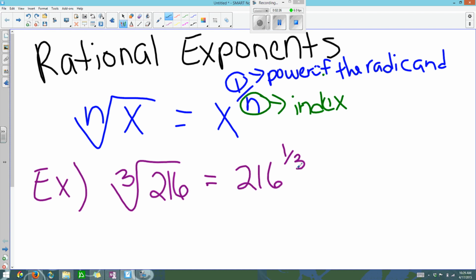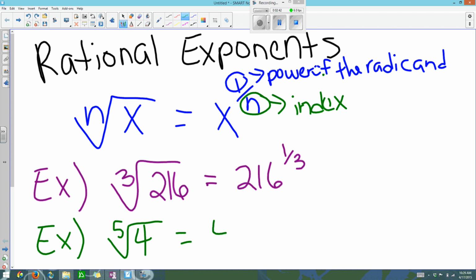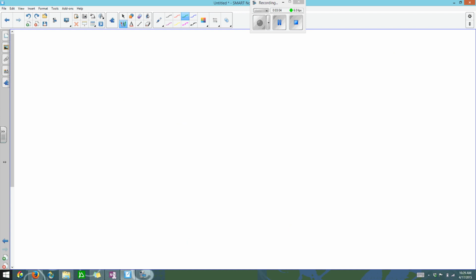And with this little rule, it's actually interchangeable. It goes backwards. So if I had, for example, the 5th root of 4, I can rewrite it as 4 raised to the 1/5. Is it always going to be 1? Good question. No, the numerator is not always going to be 1. There are cases where the numerator is a different number. And that will go in the rule for this.